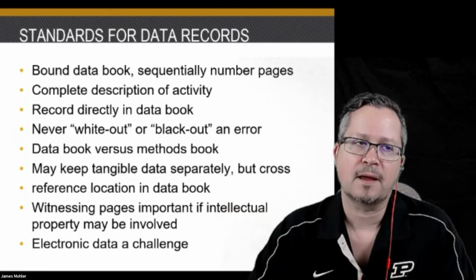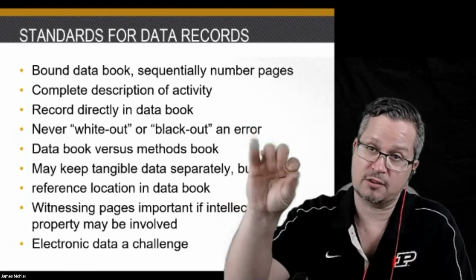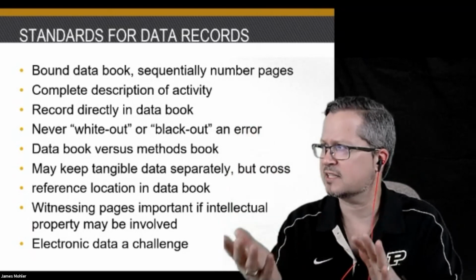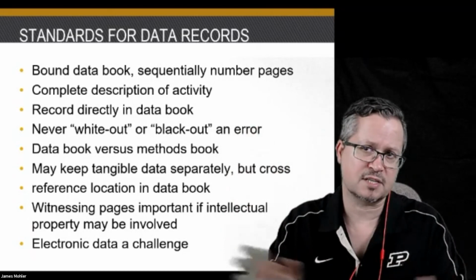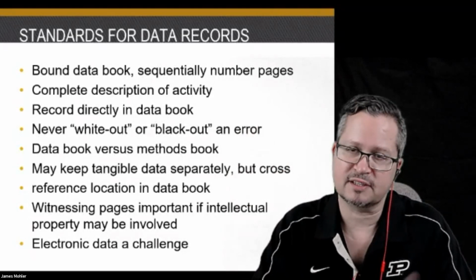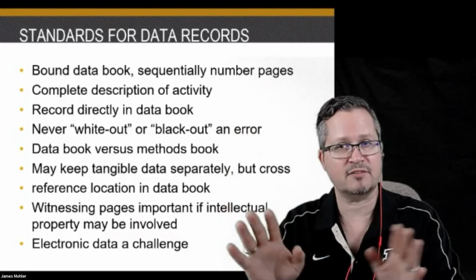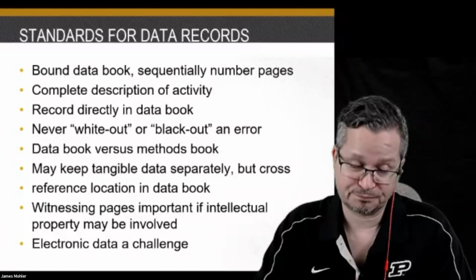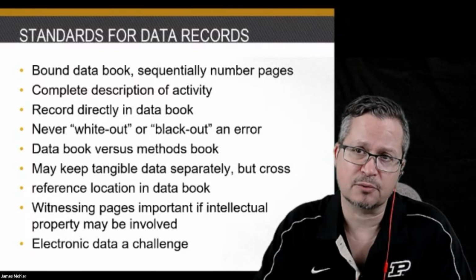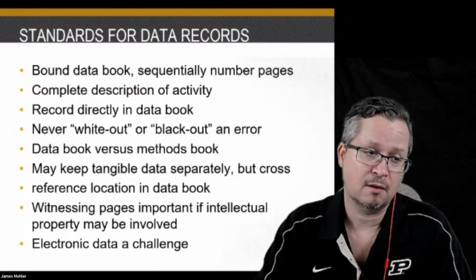Recording directly in a data book, I think that goes without saying. Never white out or black out an error. Use a strike through with a date, and date it when you find an error. Everybody has a different perspective on this, whether you have data and methods in the same book or as separate books. Nevertheless, also cross-referencing, which is the next note in here, is keeping tangible data separately, but having some kind of mechanism to keep track of the cross-referencing. Witnessing pages is important for intellectual property rights. So if you come across a discovery, having somebody witness it and date it at the same time. Electronic data can be a challenge.